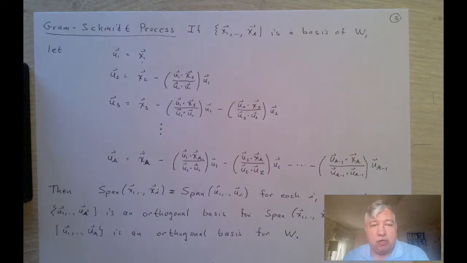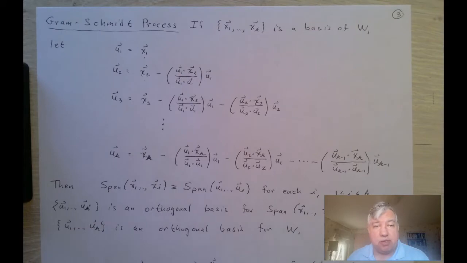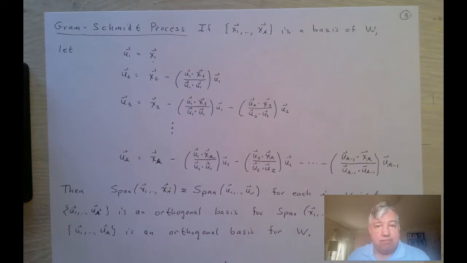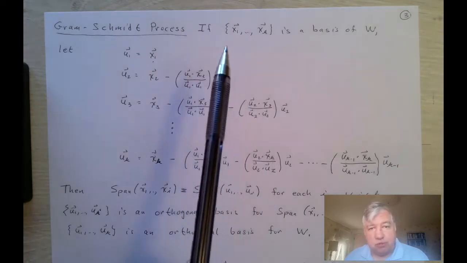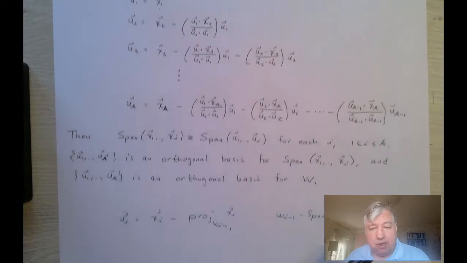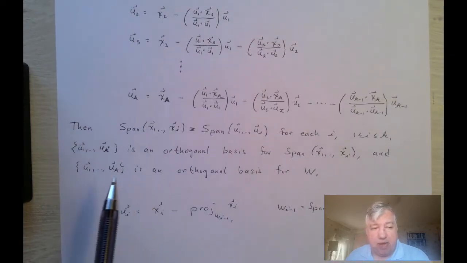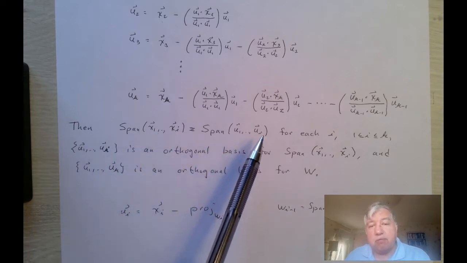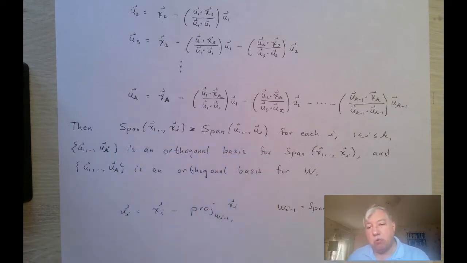But it actually does a little bit more. At each step, it shows that the span of the first i vectors of this original basis is the same as the span of the first i vectors of this orthogonal basis. That is, the span of x1 through xi is equal to the span of u1 through ui. Okay, so this is actually a little more powerful.